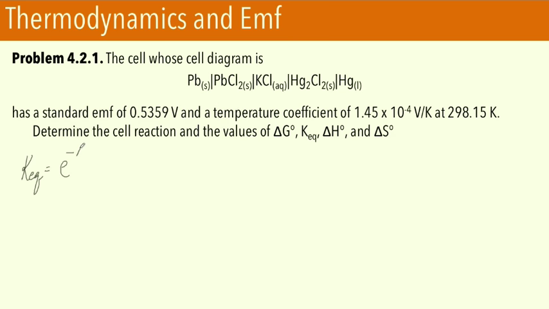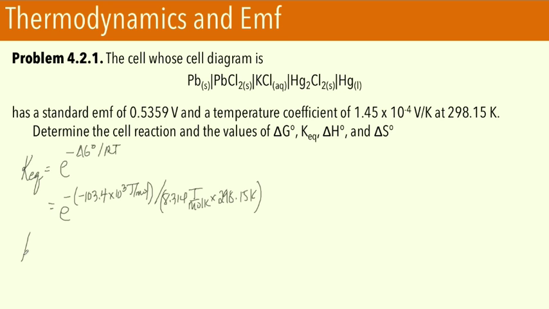So this is given as e raised to negative 103.4 times 10 to the 3 joules per mole of reaction divided by R, that is 8.314 joules per mole Kelvin, times the temperature, which is given as 298.15 Kelvin. Upon calculating this, our equilibrium constant is equal to 1.313 times 10 raised to 18. So that is our corresponding equilibrium constant.